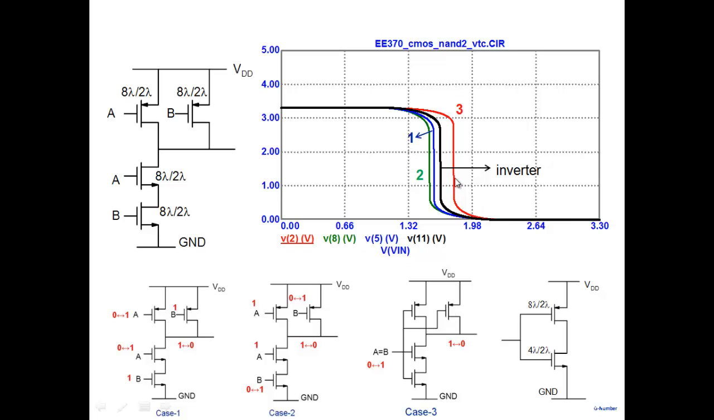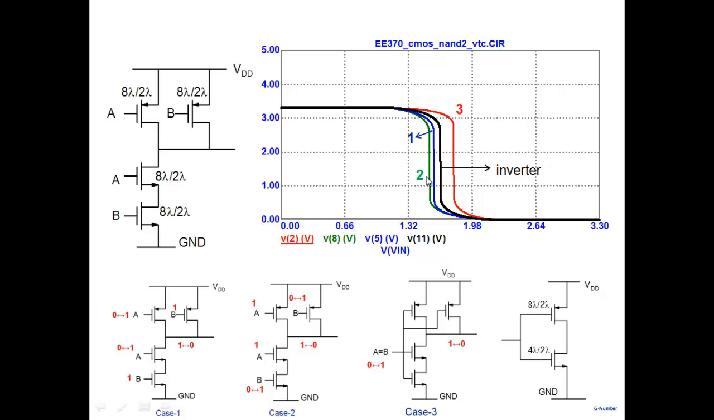Now, case number 2 is also relatively easier to tackle here. Note that my VTC lies between these two extremes. 3 is one extreme, and 2 is the other extreme. 2 is the leftmost one, and 3 is the rightmost extreme here.